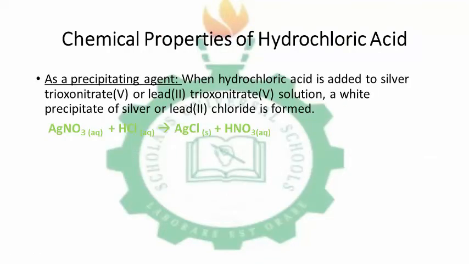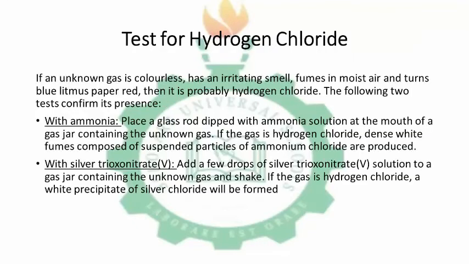Now also with silver trioxonitrate, this reaction is the same as that of hydrochloric acid as a precipitating agent. You can see here, add a few drops of silver trioxonitrate solution to a glass jar containing the unknown gas and shake. Please let's take note of that. We have to shake. If the gas is hydrogen chloride, a white precipitate of silver chloride will be formed, because silver chloride is insoluble, it is precipitated from the solution. Please let's take note of that.